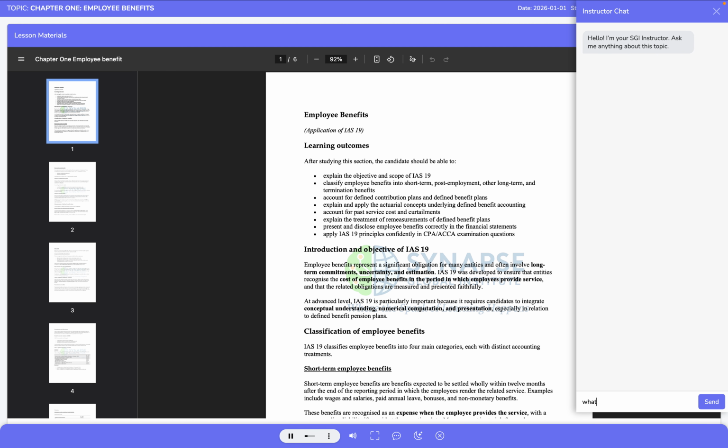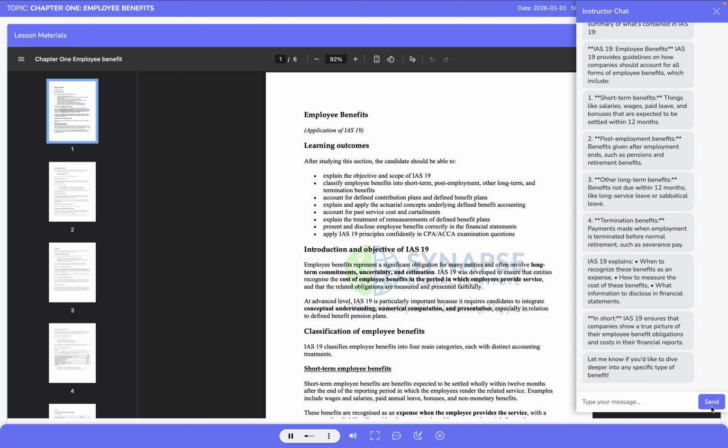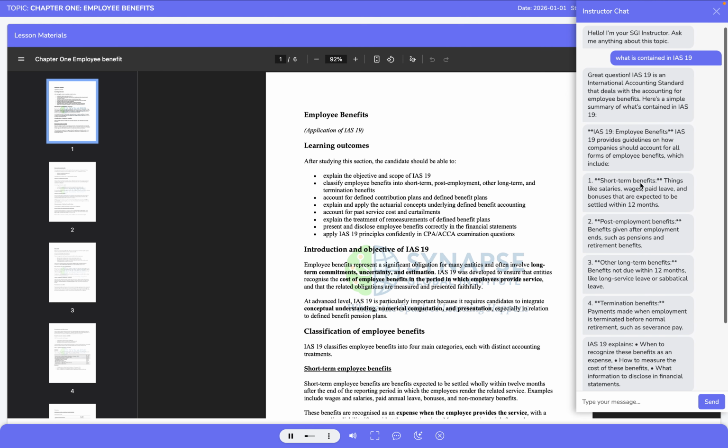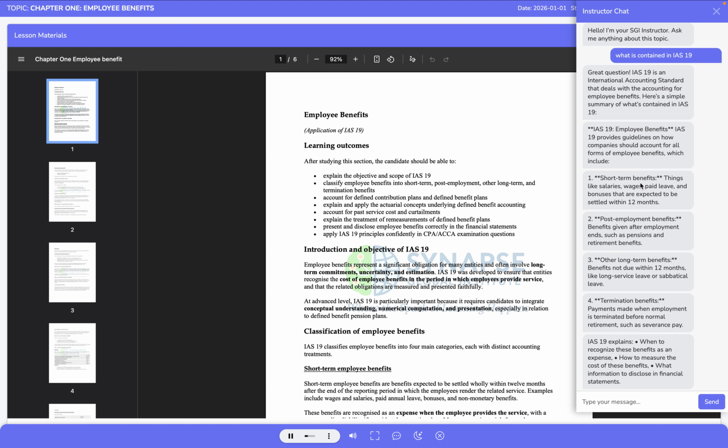Employee benefits represent obligations that arise because employees provide services to an entity. These obligations are often long-term, uncertain in amount, and dependent on assumptions about the future. The objective of IAS 19 is to ensure that the cost of employee benefits is recognized in the period in which employees render service, and that any related liability or asset is measured and presented faithfully in the financial statements.